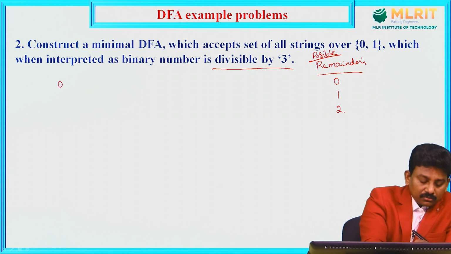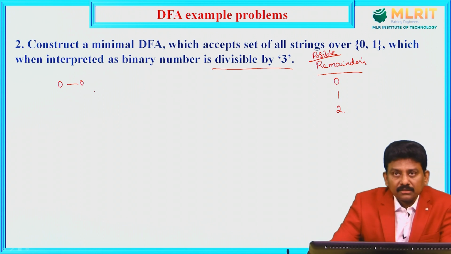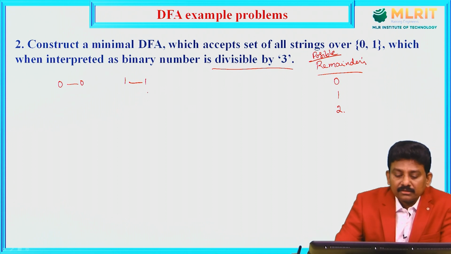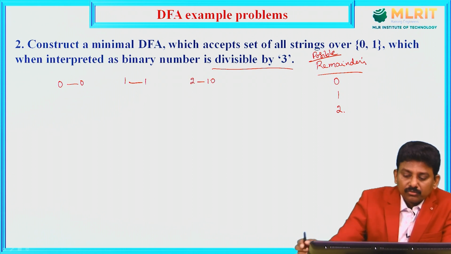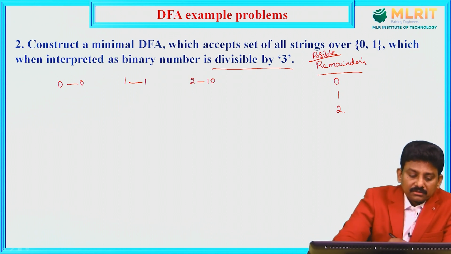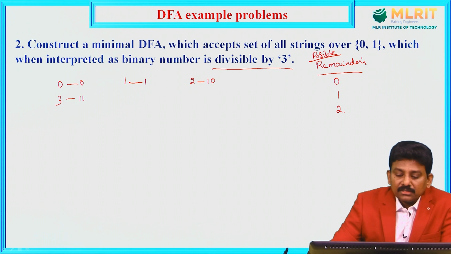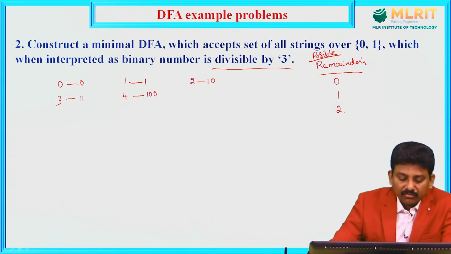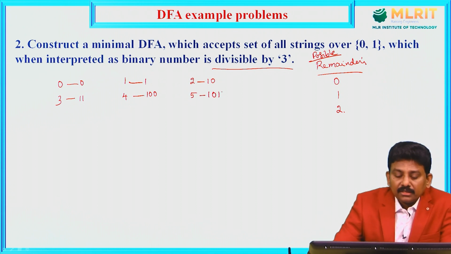If you take the number 0, the binary number is 0, 0 by 3, remainder 0. If you take 1, binary number 1, 1 divided by 3, remainder 1. If you take 2, that is binary 10, 2 by 3, remainder 2. Next, 3, binary 11, 3 divided by 3, remainder 0. Next, 4, binary 100, 4 by 3, remainder 1. Next, 5, binary 101, 5 divided by 3, remainder 2.